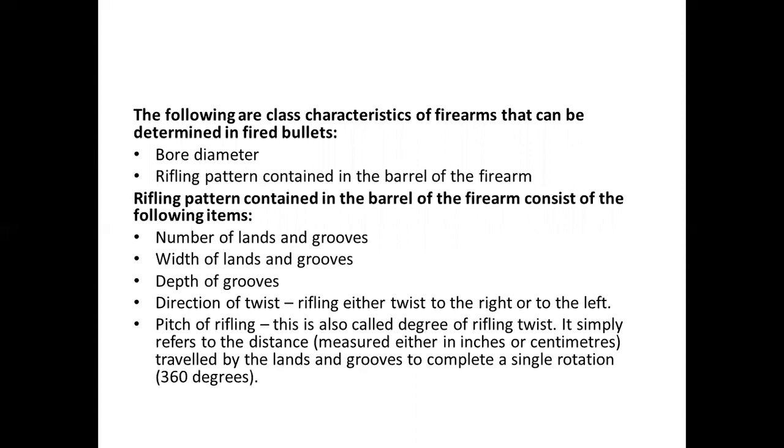The following are class characteristics of firearms that can be determined in fired bullets. We have the bore diameter and the rifling pattern contained in the barrel of the firearm. Rifling pattern contained in the barrel of the firearm consists of the following items. We have the number of lands and grooves, width of lands and grooves, depth of grooves, direction of twist, rifling either twist to the right or to the left, pitch of rifling, this is also called degree of rifling twist.